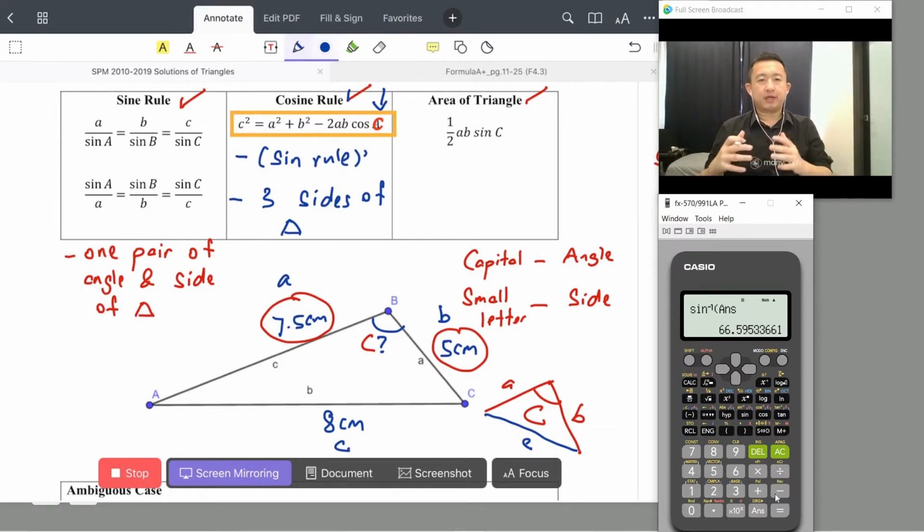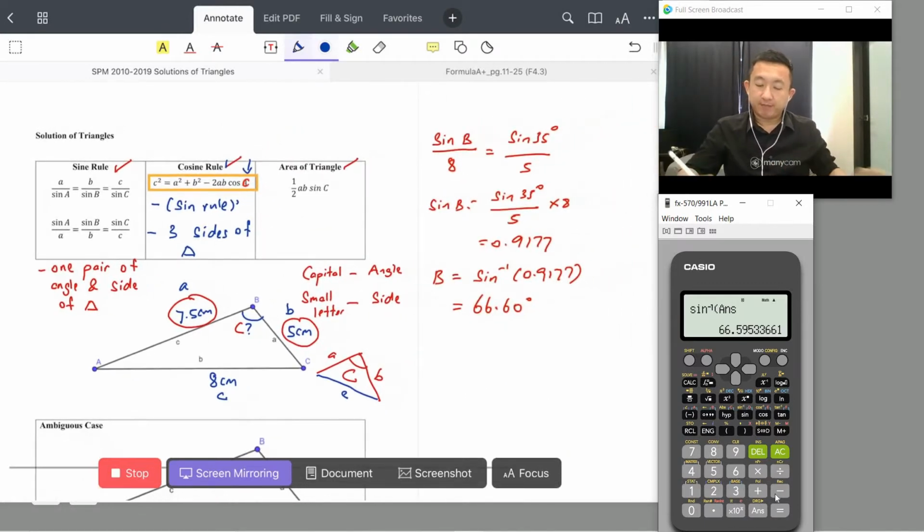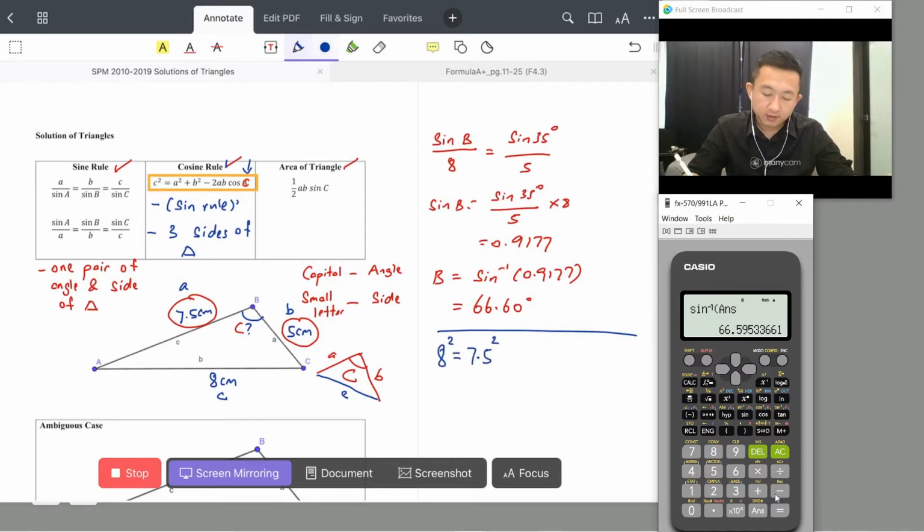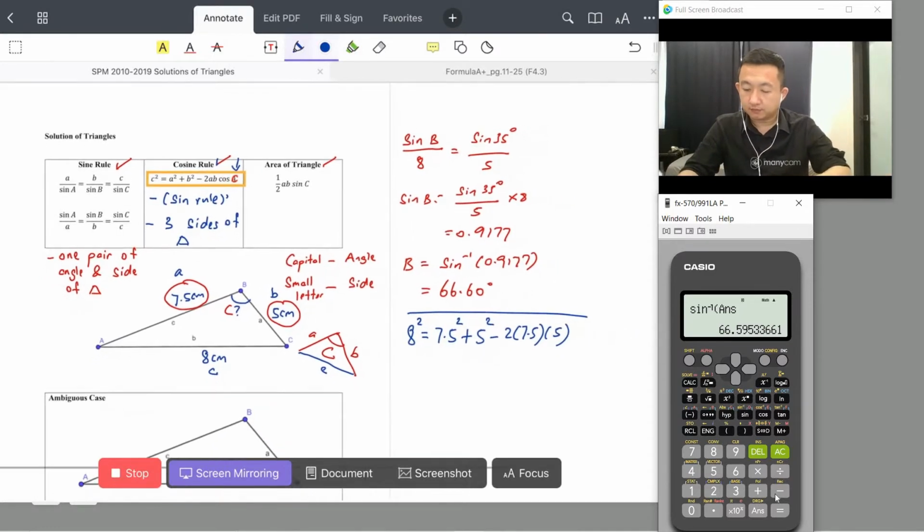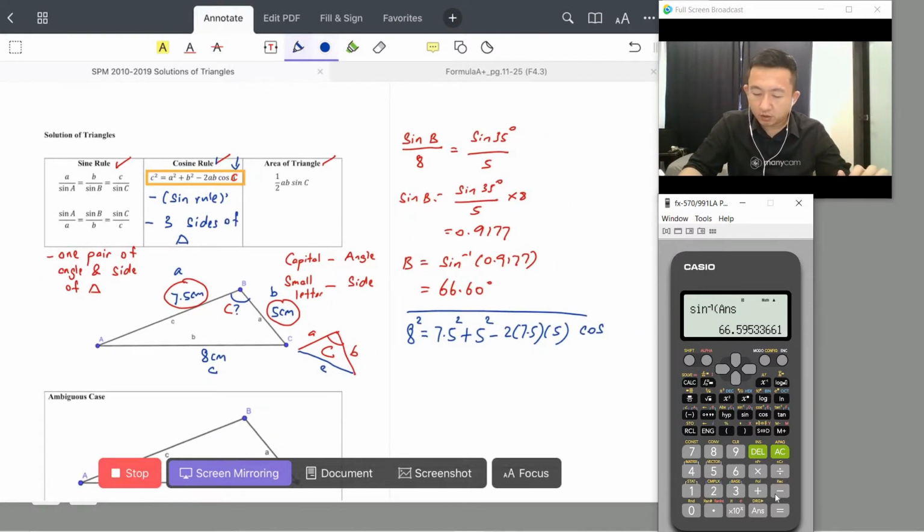Remember, if that is angle C, the two sides of the triangle are small letter a and b, and the opposite will be small letter c. And you can find it by using the cosine rule. So I put in c squared, which is x squared. x squared equals a squared, 7.5 squared, plus 5 squared minus 2 brackets cos C. Maybe, yeah, let's call it cos C in this case.